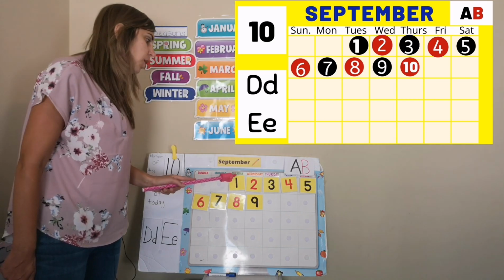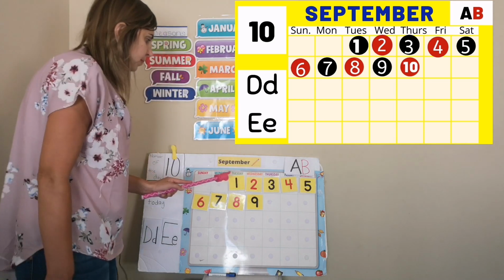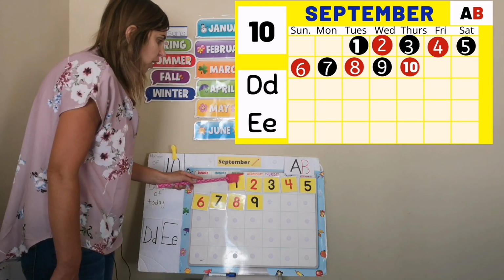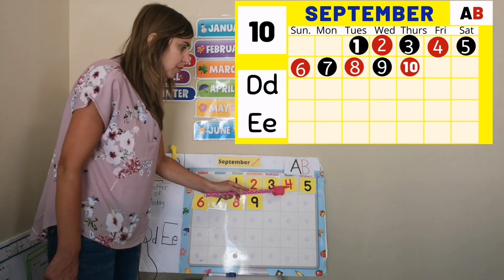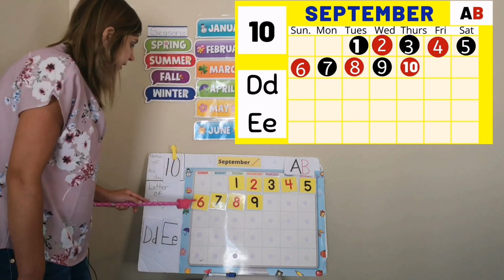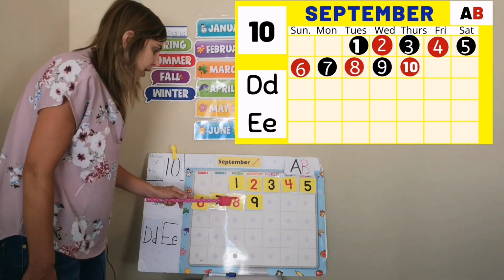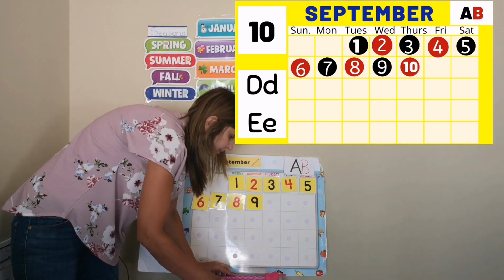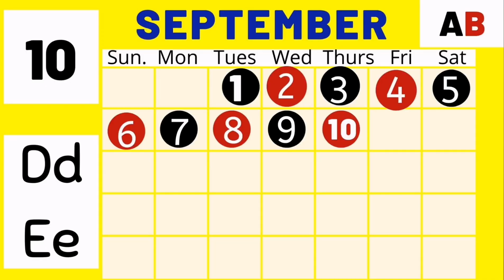Now let's figure out what day it is by counting. 1, 2, 3, 4, 5, 6, 7, 8, 9, 10. 10 is the number of today, a 1 and a 0. Our 10 is red because we're doing a black-red pattern.